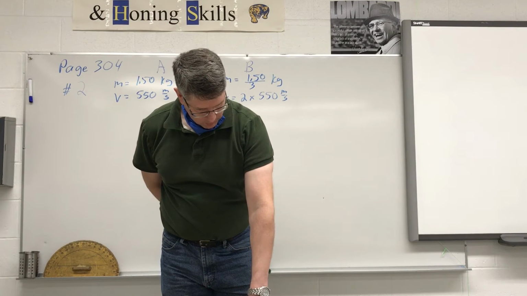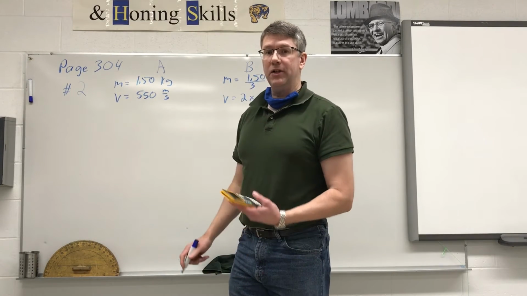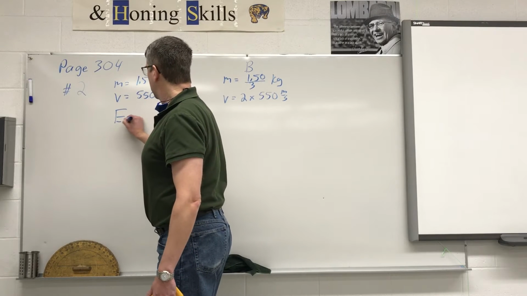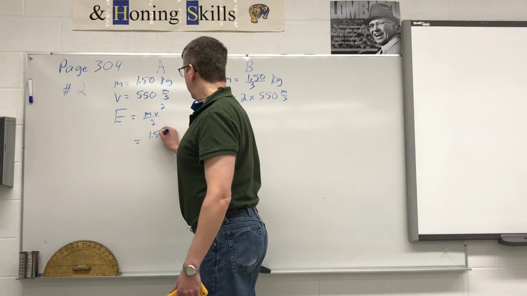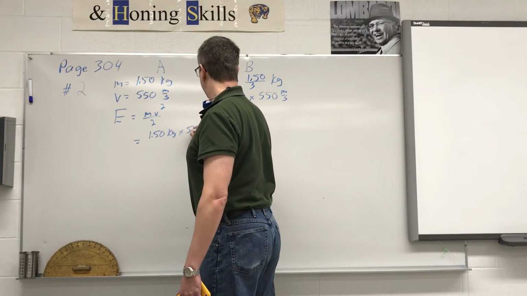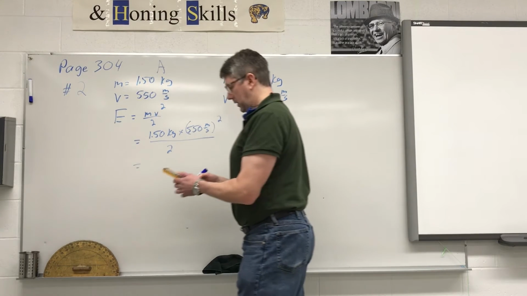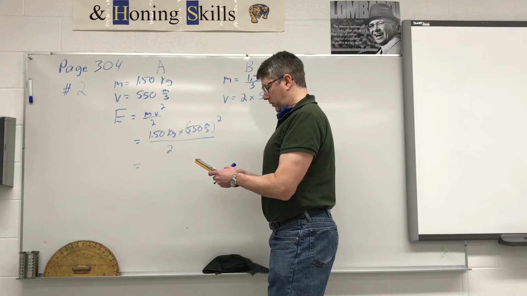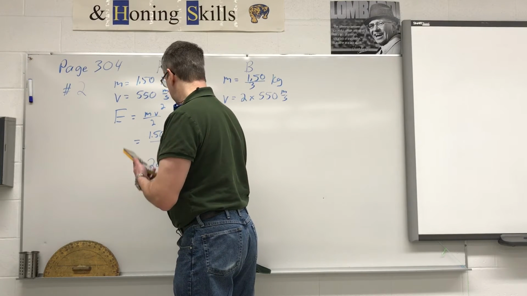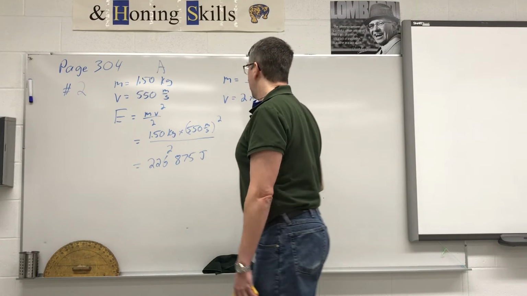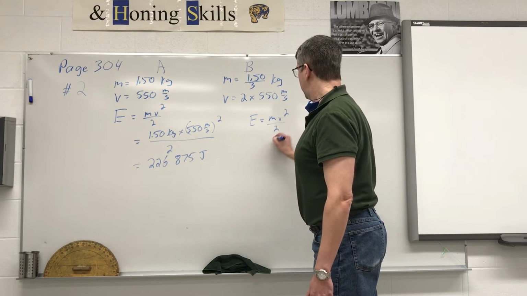Which of these two cannons would be more effective in damaging the fortification, and explain why? So we need to figure out the kinetic energy in both cases. So our kinetic energy is mass times velocity squared divided by 2. So we have 1.50 kilograms times 550 meters per second squared divided by 2. So 1.5 times 550 squared divided by 2 gives us 226,875 joules.